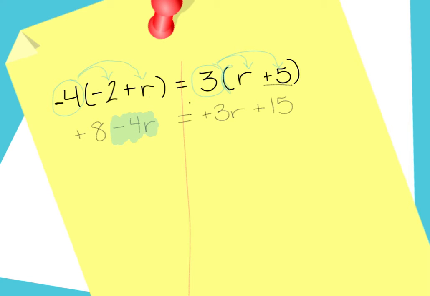Alright, so now I'm going to combine my like terms. So my negative 4r and my positive 3r need to be on the same side. My 8 and my 15 also need to be on the same side. So I'm going to go ahead and do my box method. 2 boxes for my variables, 2 boxes for my numbers.